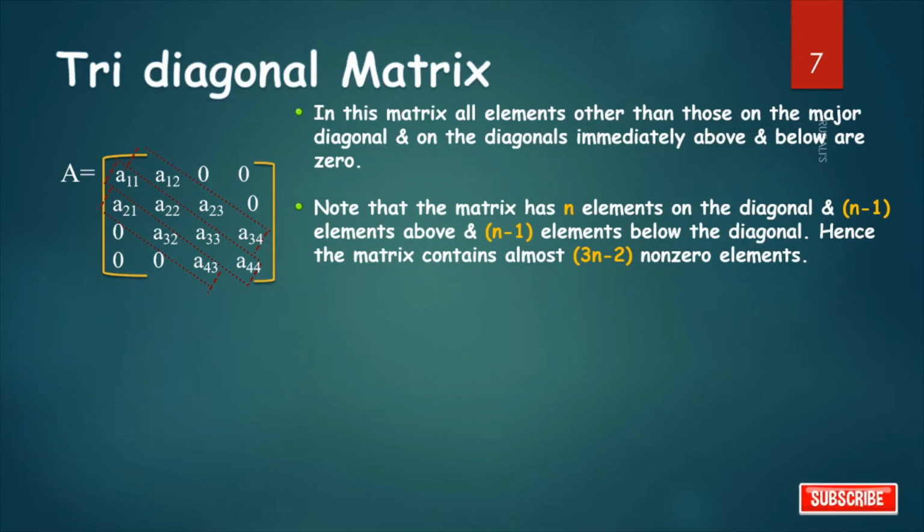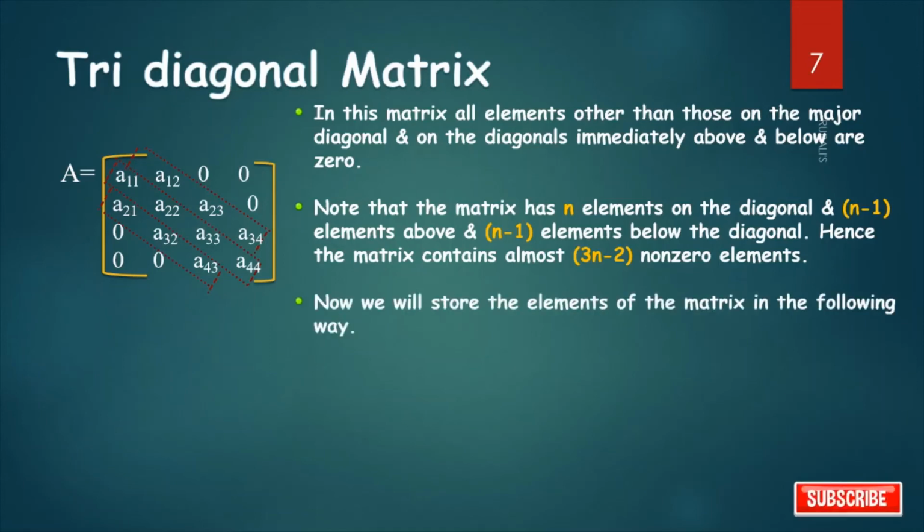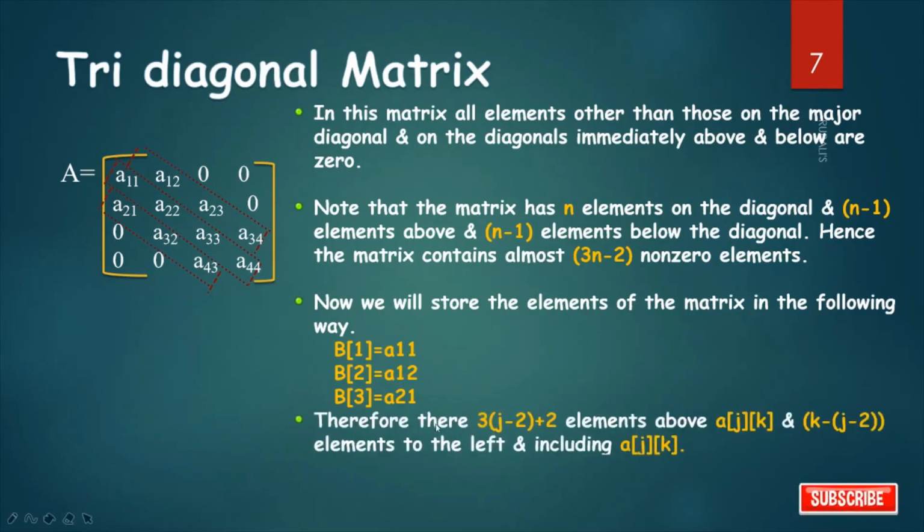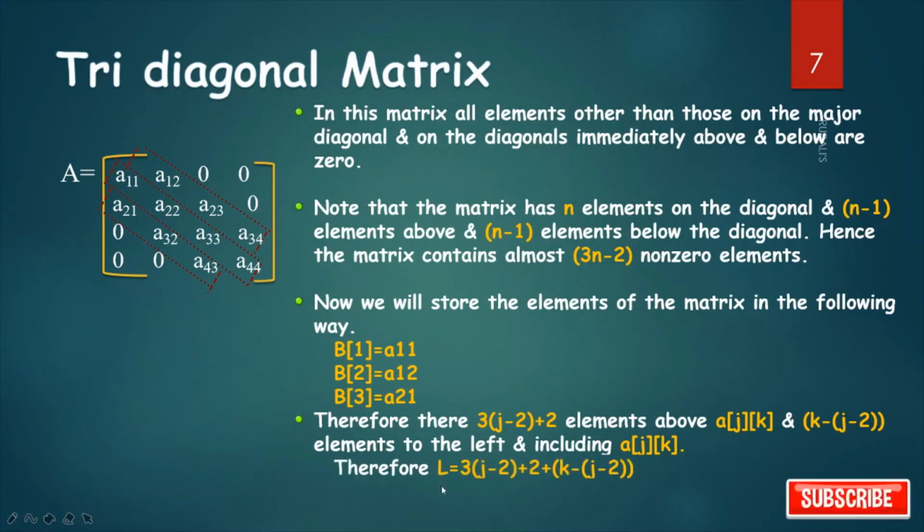Now if we want to store these non-zero elements to a linear array, then how can we store? We can store in this way: B1 equals to A11, B2 equals to A12, B3 equals to A21, and so on. Therefore, there are 3 into (j minus 2) plus 2 elements above ajk, and k minus j plus 2 elements to the left of and including ajk. So what is L? L equals to 3 into (j minus 2) plus 2 plus (k minus j plus 2). So it is 2j plus k minus 2.